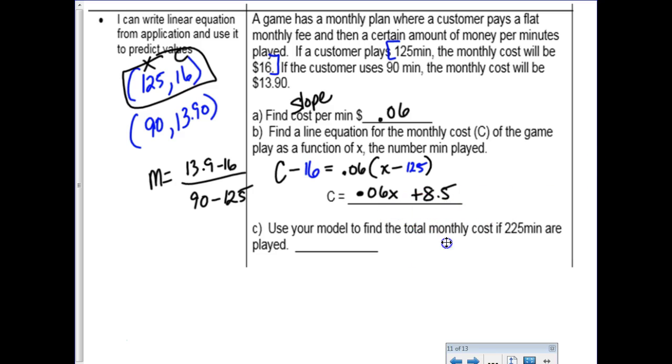Now we're going to use our model to predict the cost if we use 225 minutes. So we're going to plug 225 in for x into this equation right here. And rounding to the nearest, oh, you know what, it looks like it's a whole number here. So $22.